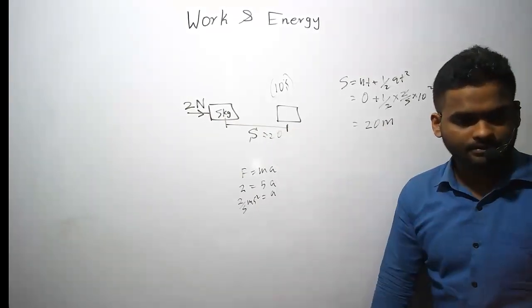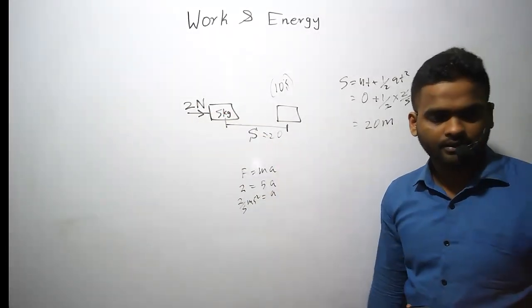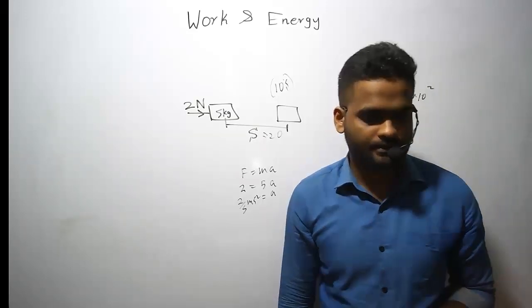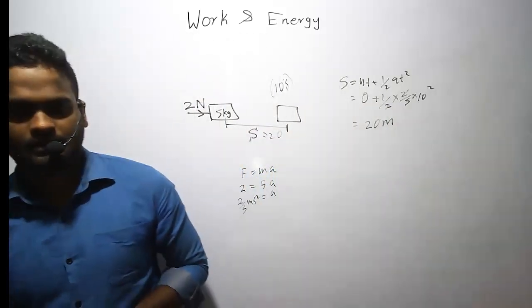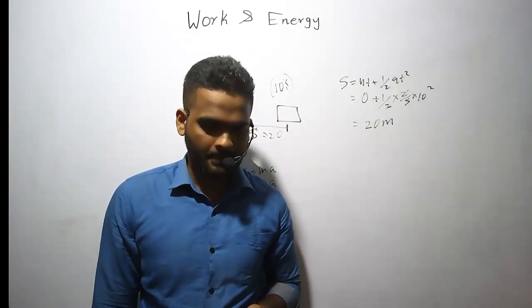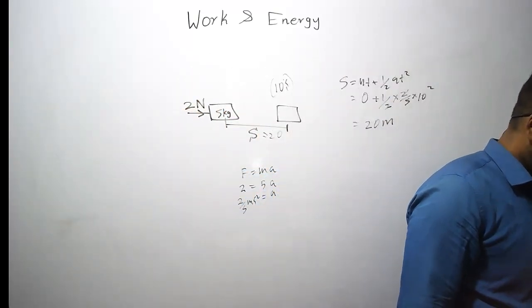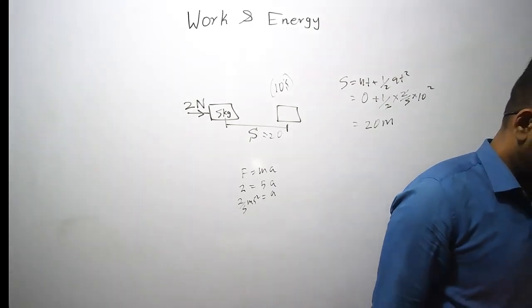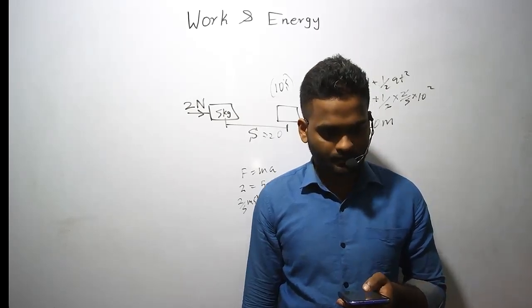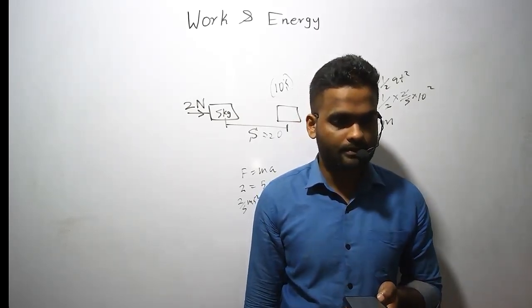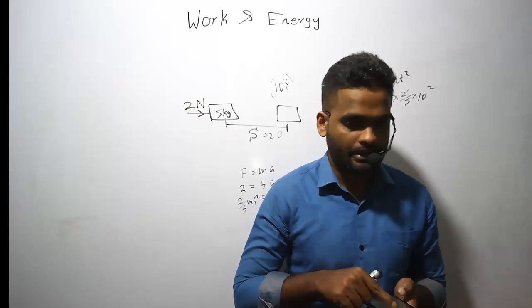Now we know the displacement. Force is 2, displacement is 20. So the answer should be 40 joules, right? Fs, work is 40 joules. Did everyone understand that? Right. Then try the fifth question. First draw a sketch, right? Before trying the fifth question, draw a sketch. Then try that, and let me know the answer.